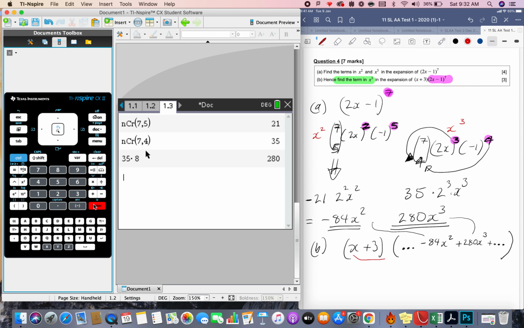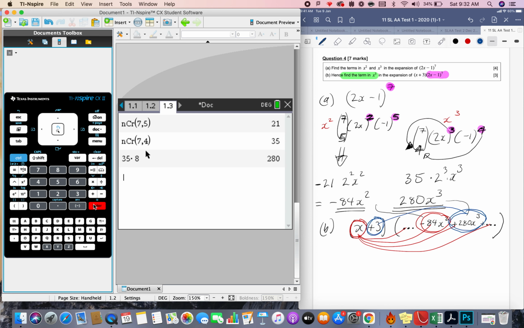So the x here multiplies every term in the next bracket. Okay, and there's lots of them. But we only want terms that result in x cubed. So can you see that the x here multiplied by the x squared here will give us x cubed? And now you can probably see, hopefully, that the 3 here multiplied by the 280 x cubed here will give us an x cubed. So we're going to write those out neatly on the next line here. I'll start with that, 3 times the 280 x cubed, and then plus the x times negative 84 x squared.